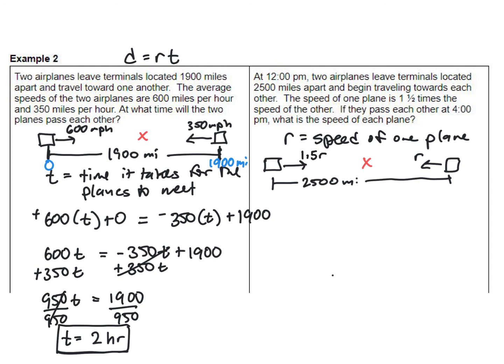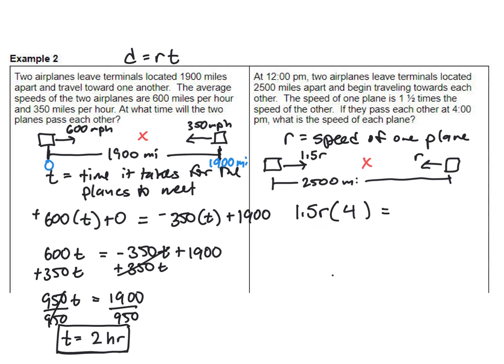Now my equation, I'm going to set this up the same way I did before. I would take plane number 1 on the left. I would have 1.5r times the time it takes. Now the time it takes, it goes from 12 o'clock p.m. to 4 o'clock p.m. So unlike the last problem, I know the time. The time is going to be 4 hours. Okay? So whereas here I had to plug in t for time, here I don't know the rate, but I do know the time. That's going to be equal.